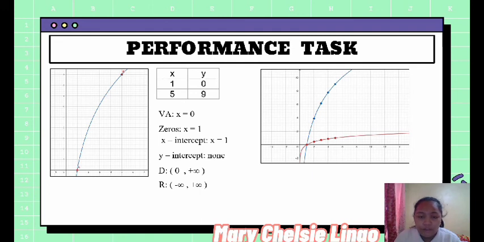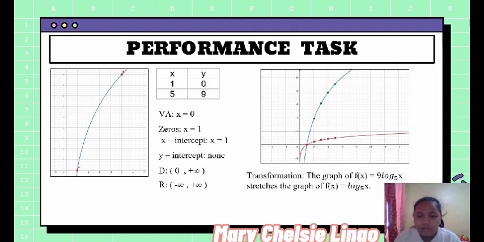For the transformation of the parent function to our logarithmic function, the graph of f of x equals 9 log base 5 of x stretches the graph of f of x equals log base 5 of x.